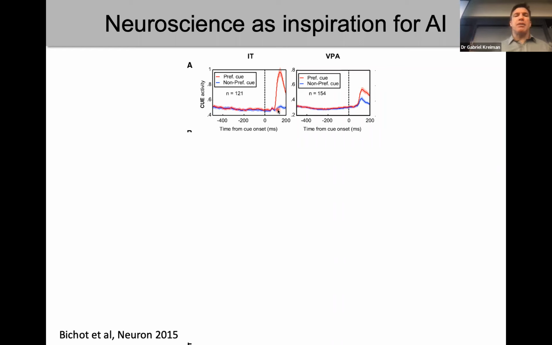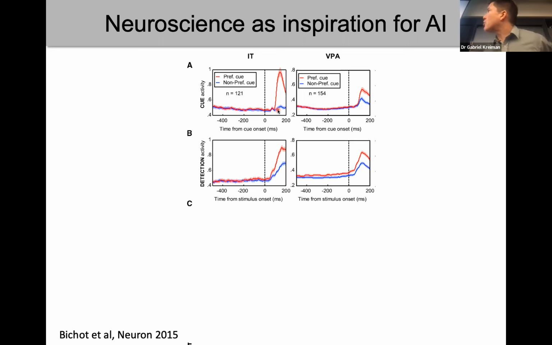The second figure here shows recordings in the prefrontal cortex. This is an area that's 1 or 2 synapses away from inferior temporal cortex. And this is an area that also shows this type of visual selectivity upon presenting the cue. And why I'm showing these two brain areas will become apparent soon.